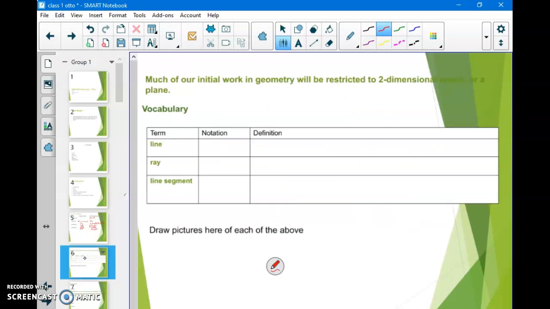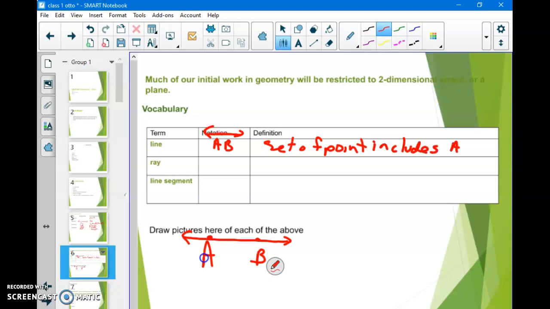The notation that we use for a line, for example, if I have a line that goes through the points A, B, that would be called line AB, and we put a line with 2 arrows above it. So the definition of that is a set of points that goes on forever, that includes A and B, but goes on forever.